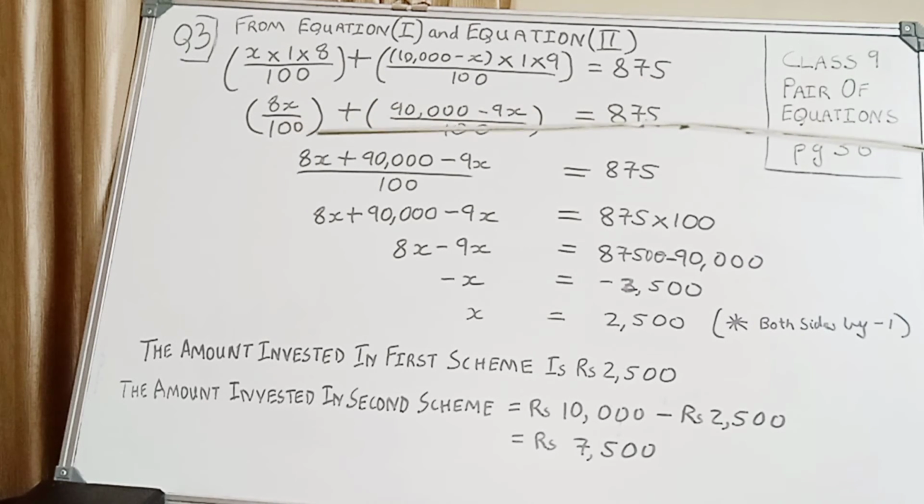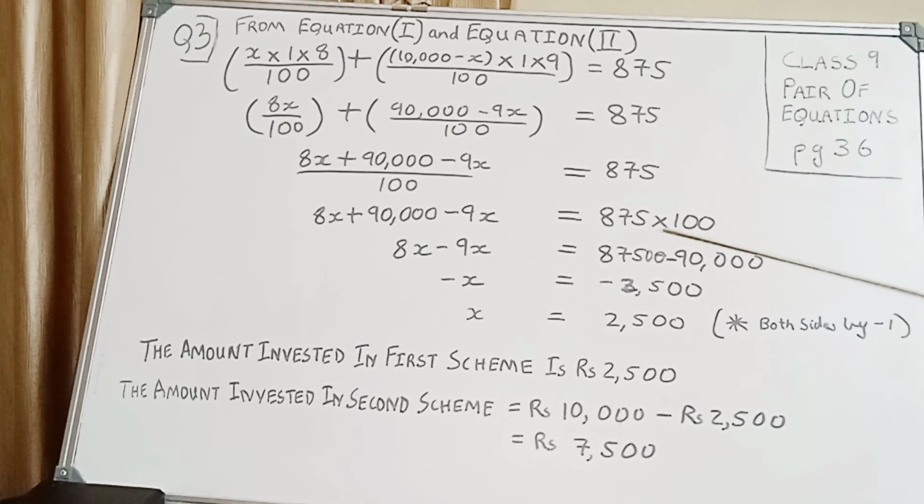Now you can see the denominator is 100 and 100. That is why these both denominators merge together. So common divided by 100, then the numerators add: 8X plus 90,000 minus 9X. That is in the numerator. So this division, when it goes to the opposite side of the equal sign, will become multiplication. That is how this divided by 100, when it goes to the opposite side, becomes multiplied by 100. That is how we got 875 into 100.